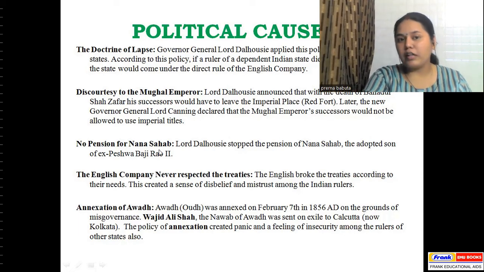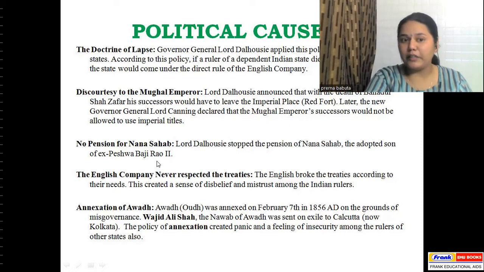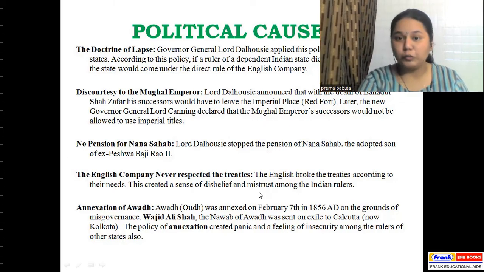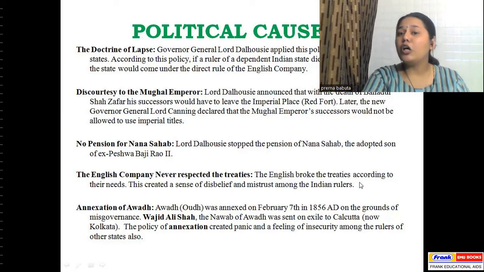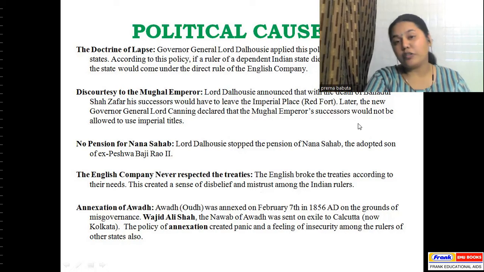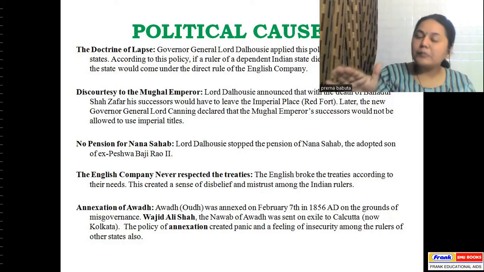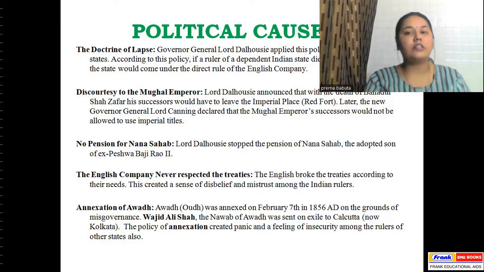Then, no pension for Nana Sahab. Lord Dalhousie stopped the pension of Nana Sahab, the adopted son of ex-Peshwa Bajirao II, which was initially decided to be given. Then the East India Company never respected the treaties. This is something we've studied in the previous chapter also. The English wrote the treaties according to their needs. This created a sense of disbelief and mistrust among the Indian rulers. If a treaty was signed after any war, whatever the terms and conditions were, the British only agreed to those that were for their benefit.